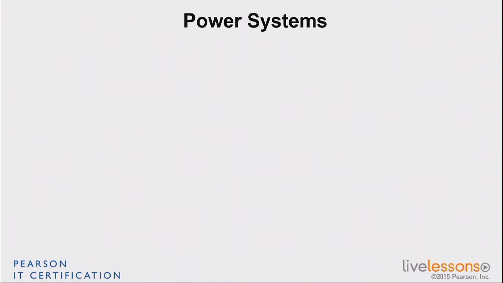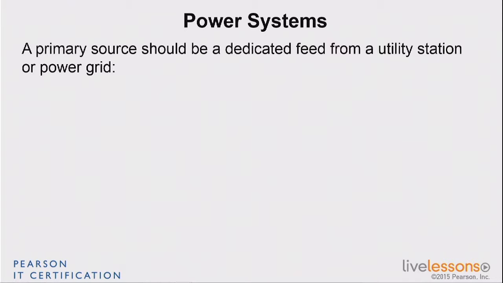We also need to be thinking about power systems. This is an environmental control, but all of our systems require power. So a primary source should be a dedicated feed from a utility station or power grid. Again, this is whenever possible.